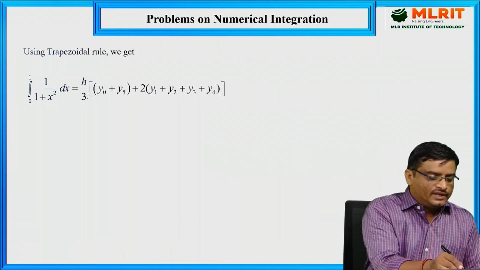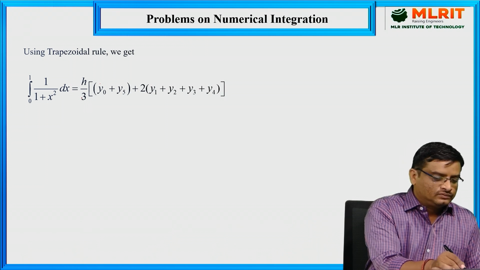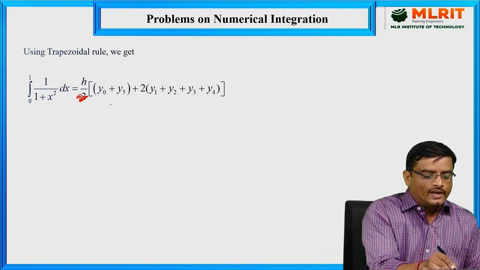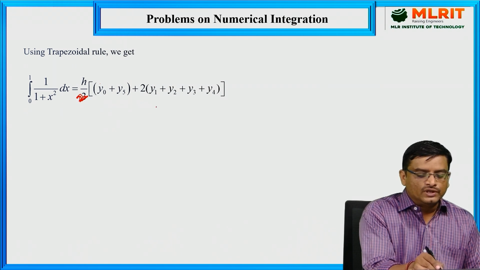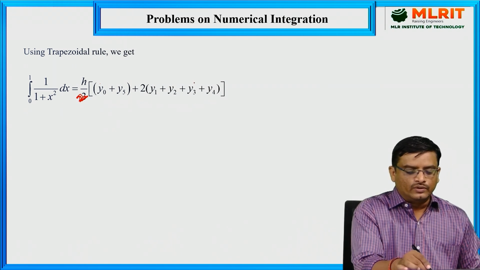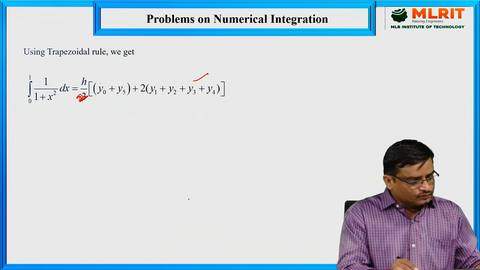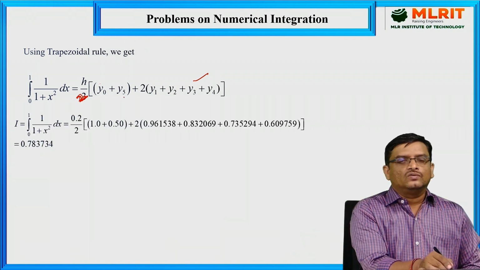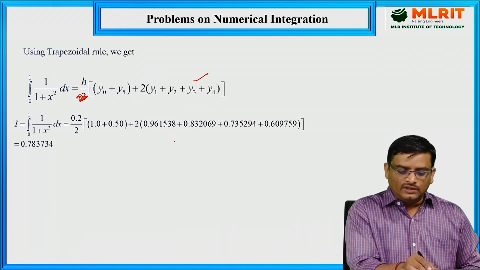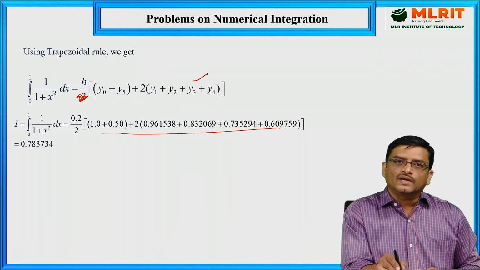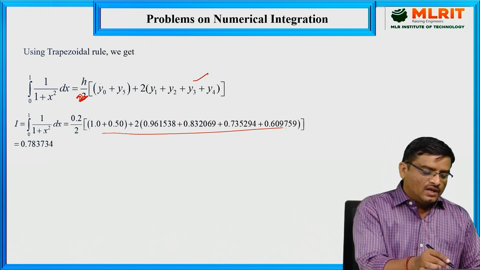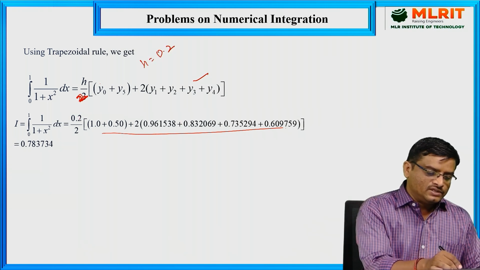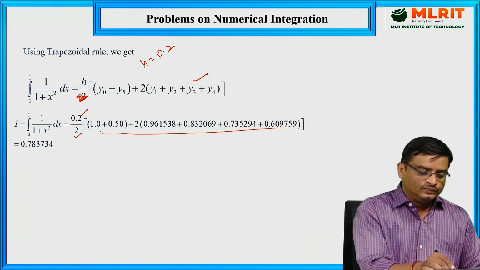So h by 2, formula h by 2, y0 plus y5 plus 2 into y1 plus y2 plus y3. We have to take the remaining values here. Now you substitute that y0 value, y5 value, y1, y2, y3, all these values from the table and simplify this. And h value, we got that h is equal to 0.2. So you take h is equal to 0.2 by 2 and simplify this.